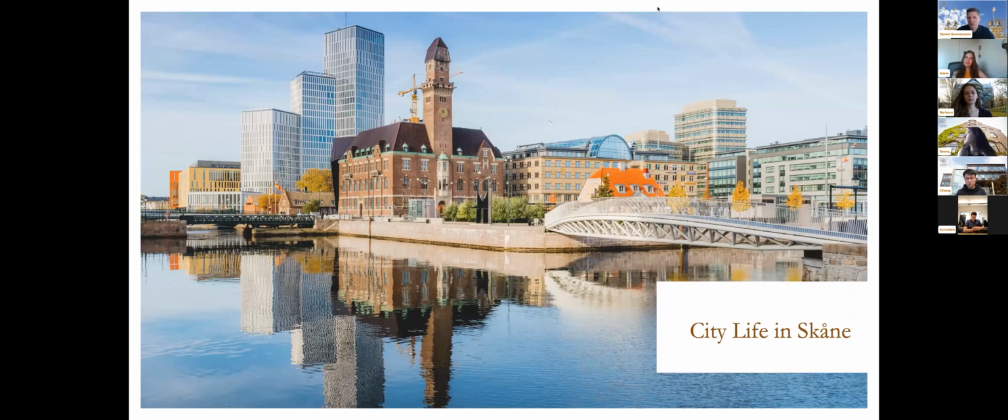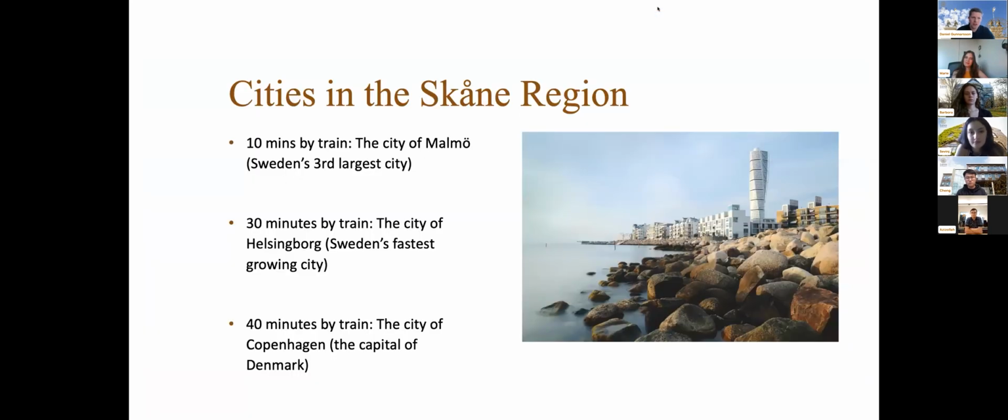So, the city life in Skåne: what we see in front of us here is Malmö. It's the third largest city in Sweden, about 10 minutes by train from Lund. It's a nice city, and a bit bigger than Lund. Lund is a tiny medieval city, and Malmö is a bit more hectic. There's more of a pulse in Malmö than in Lund.